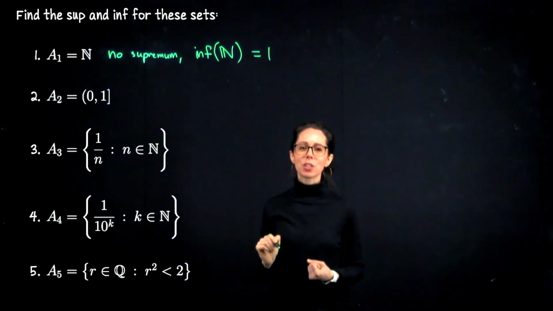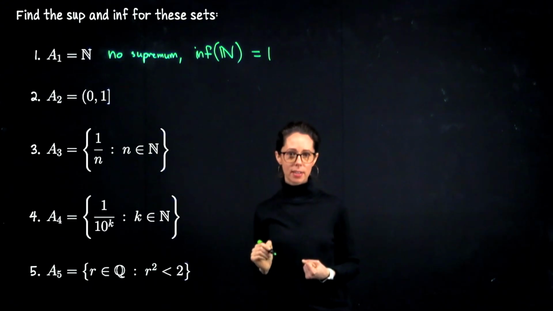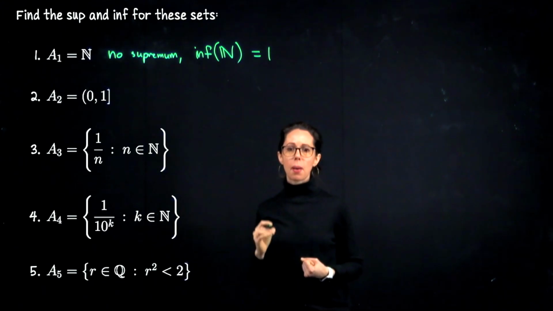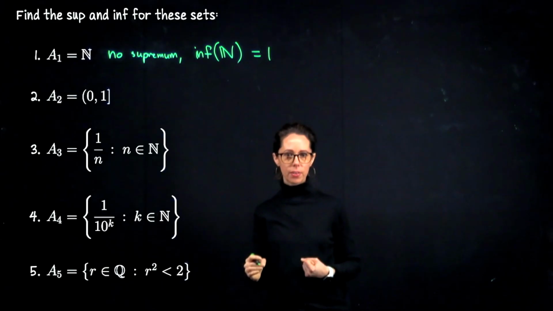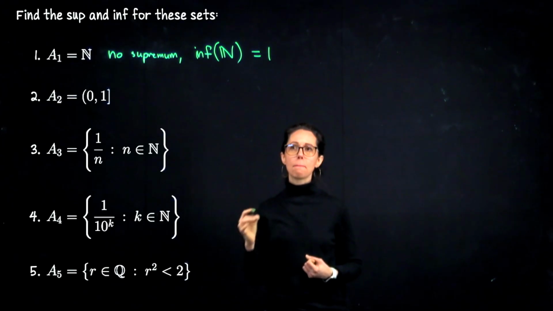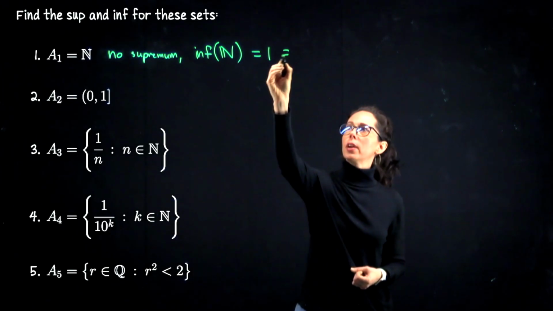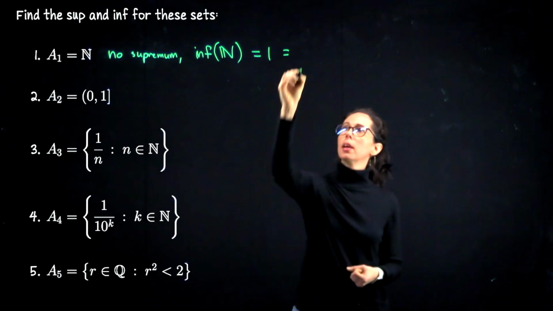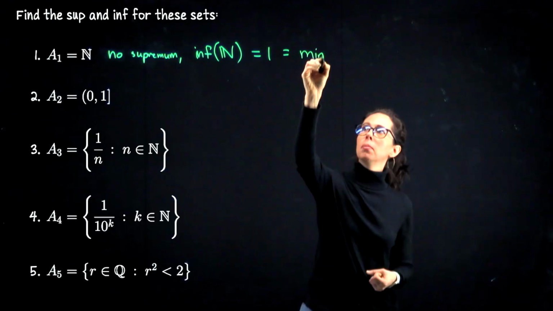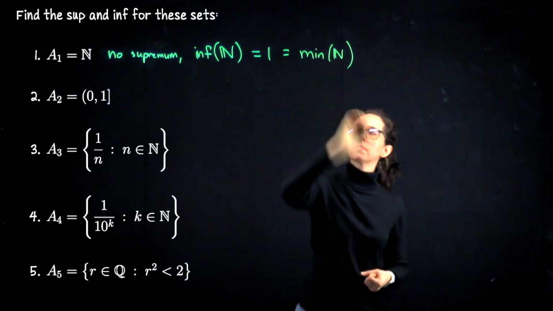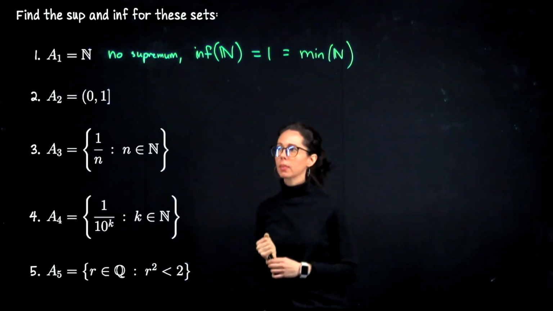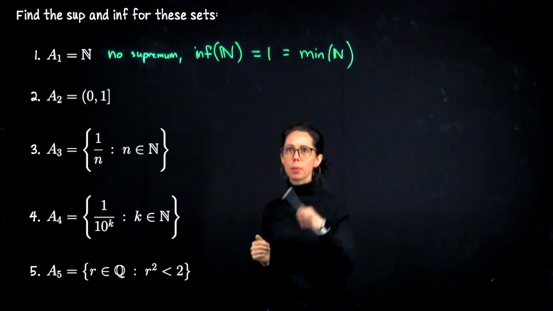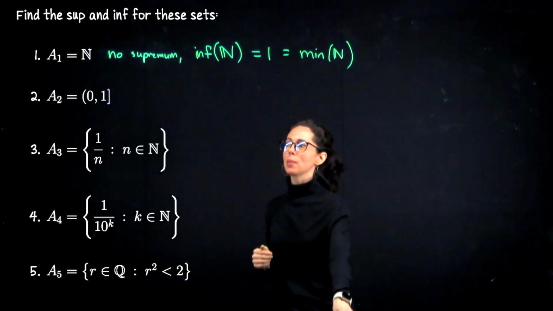And there's something special here because 1 belongs to the set. If the infimum belongs to the set itself, that is the definition of the set minimum. So this is a new word for us. The infimum is 1. 1 is a natural number, so it is the minimum of this set. No supremum, infimum is 1, and now we recognize that as the minimum.